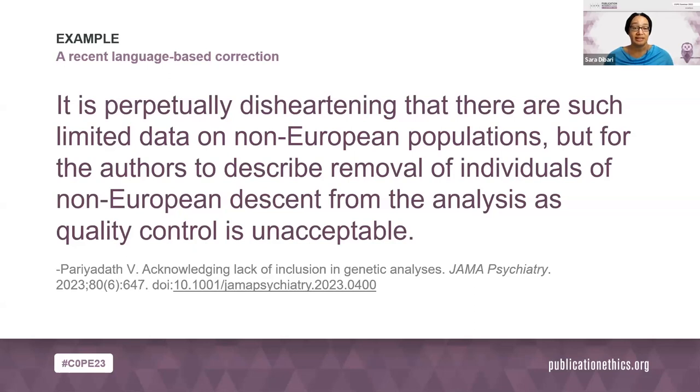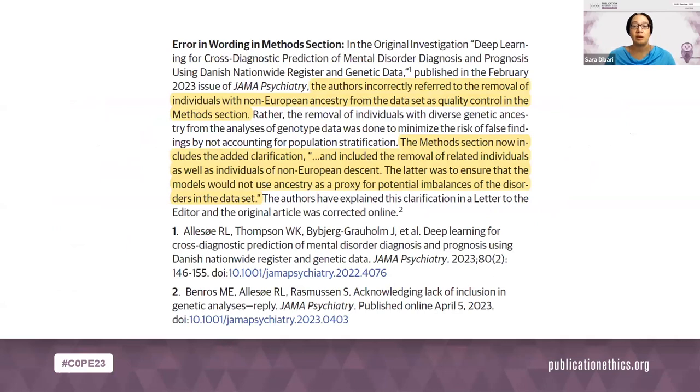JAMA Psychiatry published this letter to the editor, as well as a letter in reply from the authors of the original article, and an editor's note from the editor-in-chief and diversity, equity, and inclusion editor. The article was corrected as well. You can see the correction here, which noted the problematic language from the original article and also includes the updated language. The article now states, "Included the removal of related individuals as well as individuals of non-European descent. The latter was to ensure that the models would not use ancestry as a proxy for potential imbalances of the disorders in the data set."